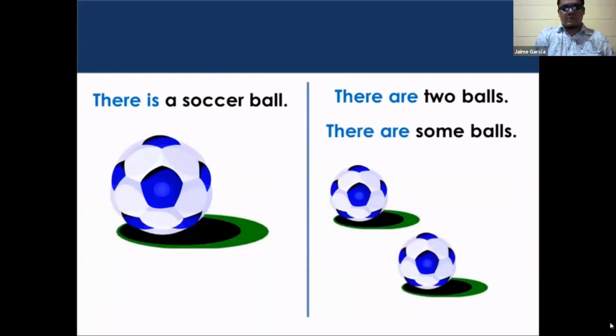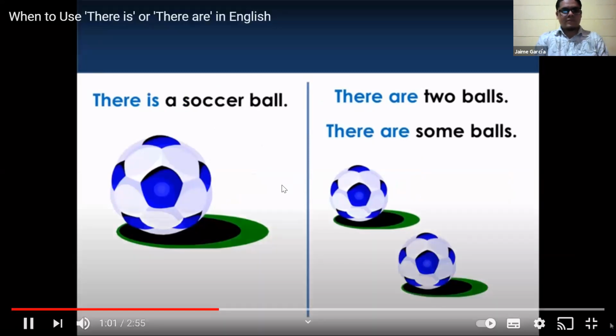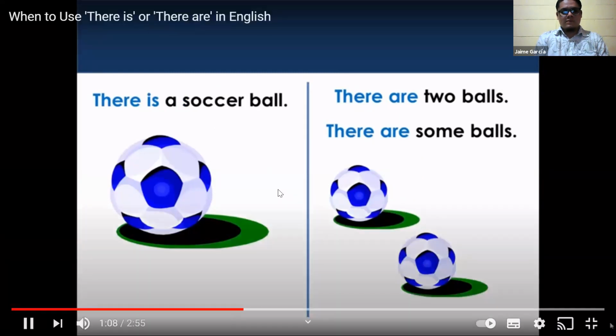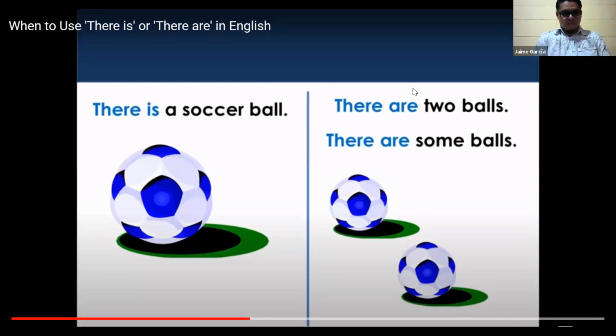There is a soccer ball. One soccer ball. There are two balls, or there are some balls. There are more than one. You use some here if you don't want to specify the number. It's not necessary to say the number of the nouns. If you don't want to specify the number, you say some. There are some balls.